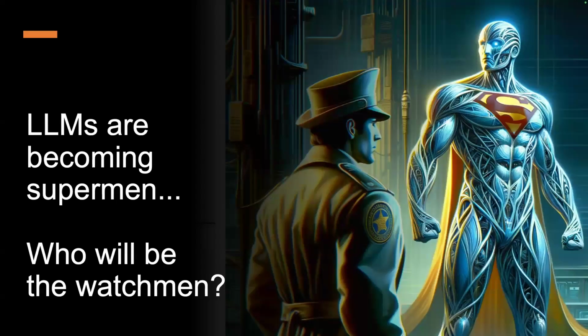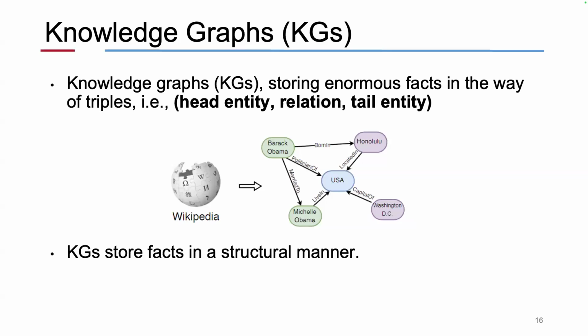So LLMs are really powerful. Many people say that LLMs are just like the Superman of AI, right? But LLMs are not perfect. There are a lot of limitations, and LLMs are probably not the only way to reach AGI, right? Who would be the Watchman? I think one of the possible answers would be graphs, especially knowledge graphs.